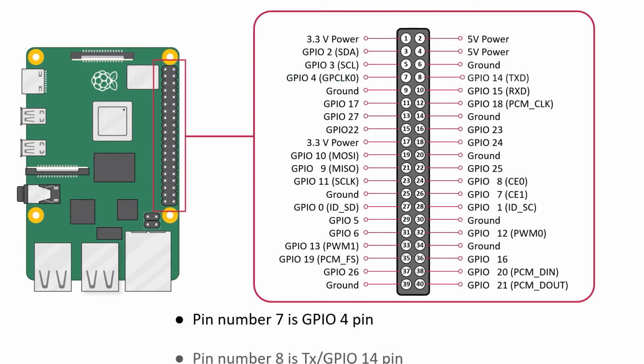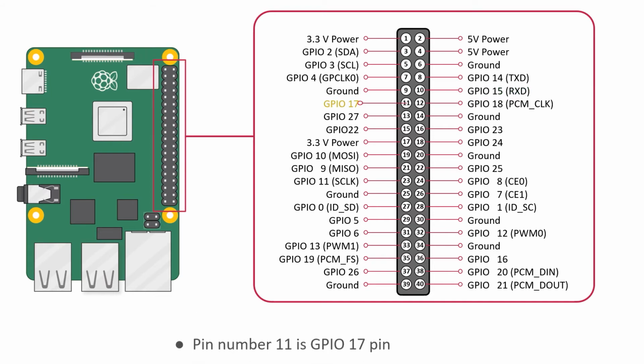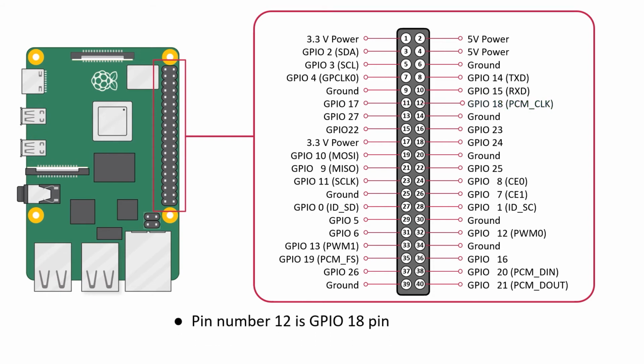Pin number 8 is TX/GPIO 14 pin. Pin number 9 is ground pin. Pin number 10 is RX/GPIO 15 pin. Pin number 11 is GPIO 17 pin. Pin number 12 is GPIO 18 pin. Pin number 13 is GPIO 27 pin. Pin number 14 is ground pin.